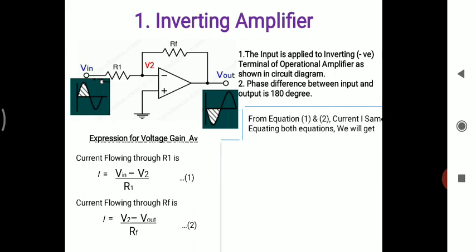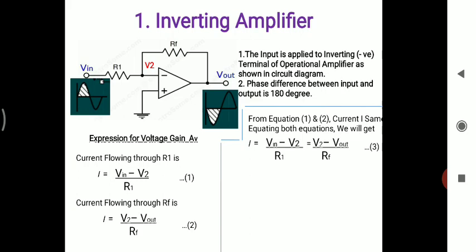So we get the equation I equals V in minus V2 divided by resistance R1, which equals V2 minus V out divided by resistance RF, and this we consider as equation number 3. Now we need to see one important concept here, called the virtual ground concept. What is this virtual ground concept?